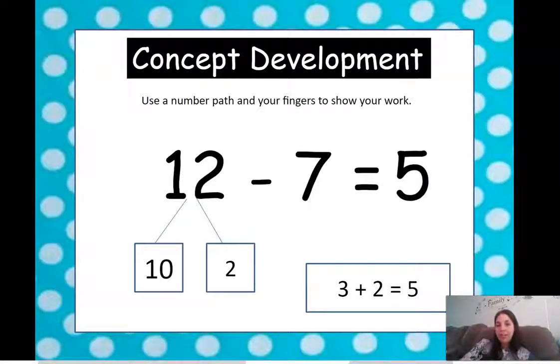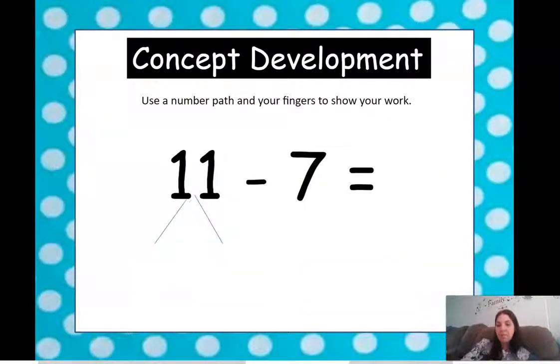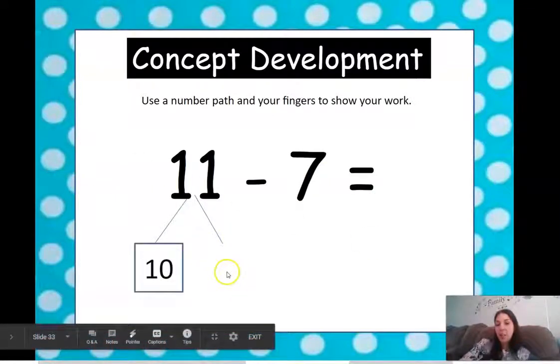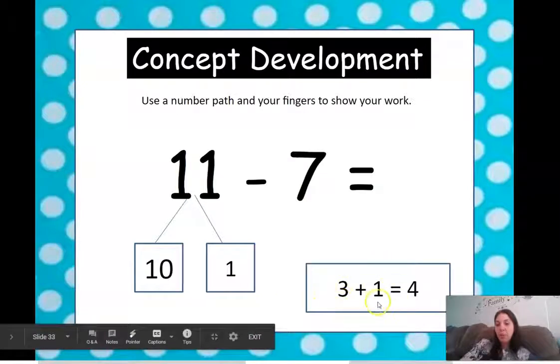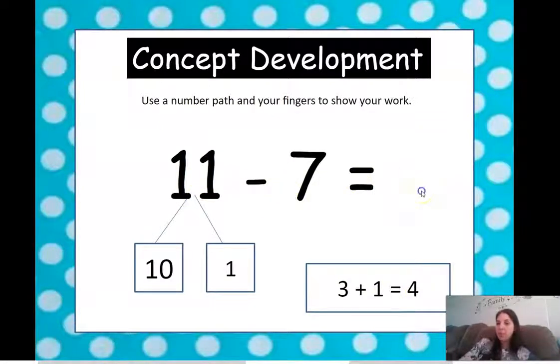We've done this in lots of different videos, so this should be very familiar. Okay, so what should we do here? 11 minus 7. You're going to separate the 10 and a 1. And then 10 minus 7 equals 3. And then you have 1 more. So you have 3 and 1 more equals 4. So 11 minus 7 equals 4.